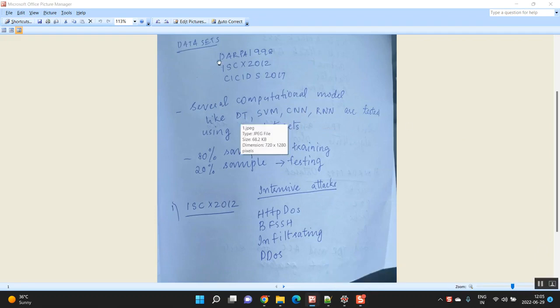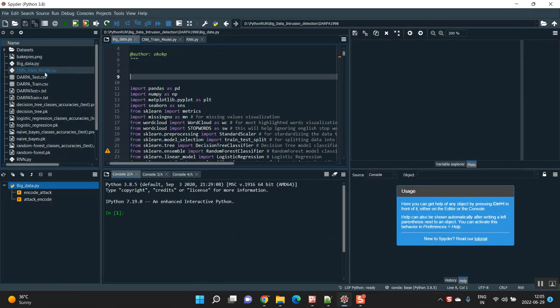Actually, the first data set which you had informed me is DARPA 1998. For that, you had informed me I have to do several computation modules. Those modules will be CNN and RNN, these two are train models, and decision tree and SVM for ML classification. So first, I'm going to execute three types of files.